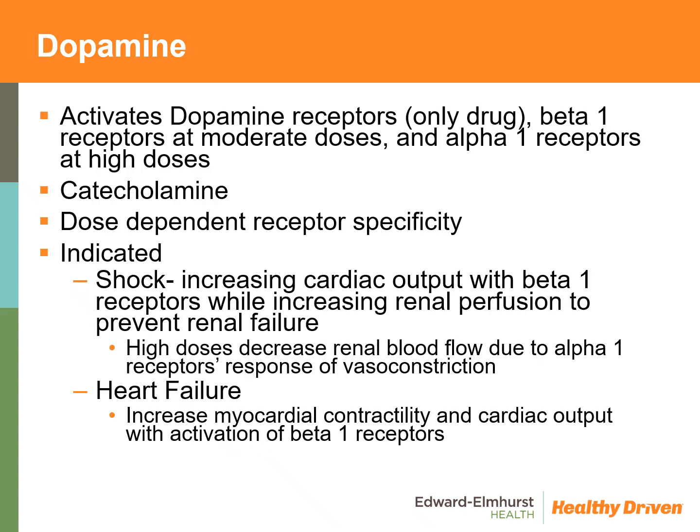Dopamine will activate your dopamine receptors, and it is the only drug that will, as well as beta-1 receptors at moderate doses and alpha-1 receptors at high doses. It's a catecholamine and has dose-dependent receptor specificity. It's indicated in shock for increasing cardiac output with beta-1 receptors while increasing renal perfusion to prevent renal failure. High doses do decrease renal blood flow due to the alpha-1 receptors' responsive vasoconstriction, and it can also be used in heart failure to increase myocardial contractility and cardiac output with activation of beta-1 receptors.